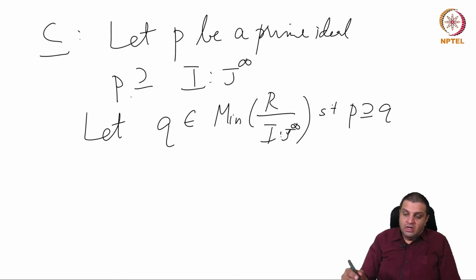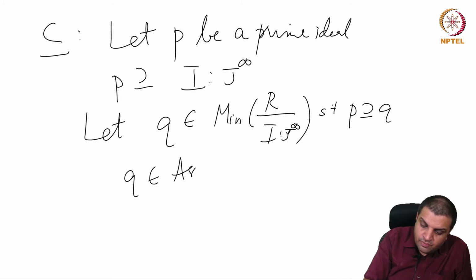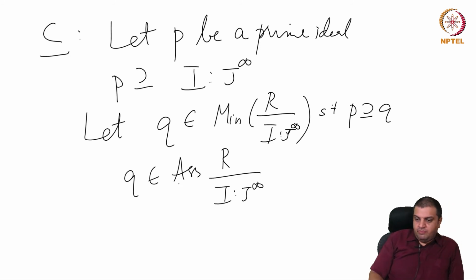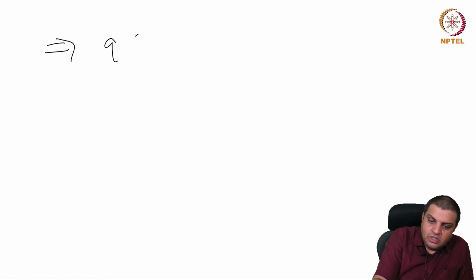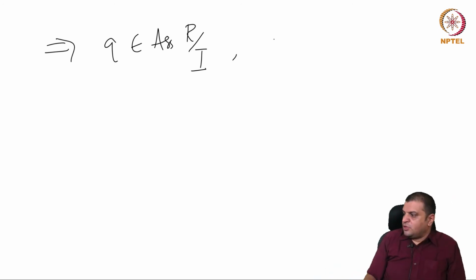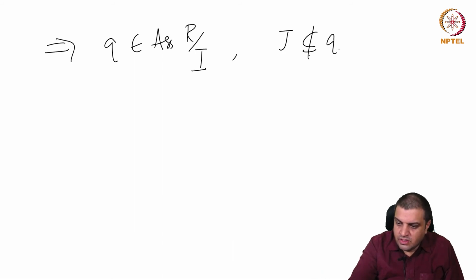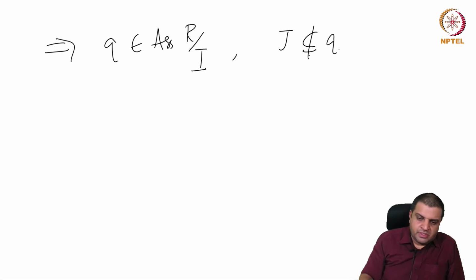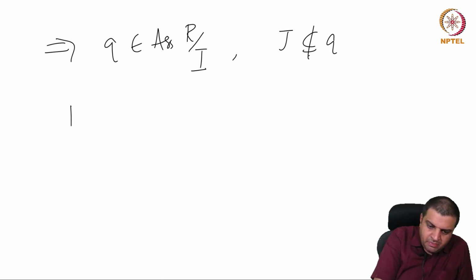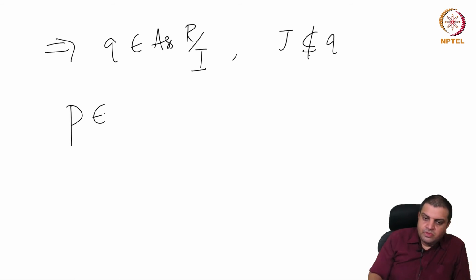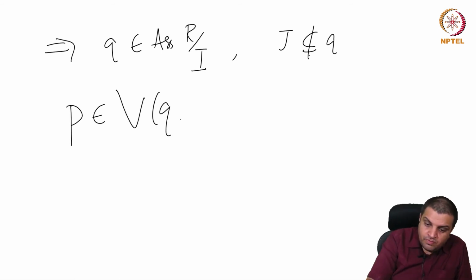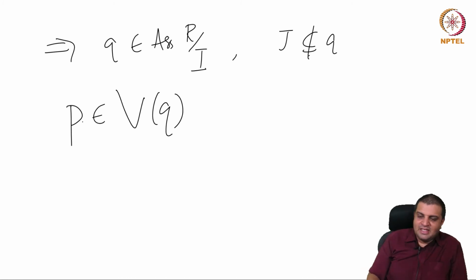So let's take Q. Such a Q is associated to R mod I:j saturation. Every minimal prime is associated. But this implies now that Q is associated to R mod I, and of course j is not inside Q. This is by the previous proposition. But now what is P? So P is inside V of Q. That's because P is a prime ideal containing Q.